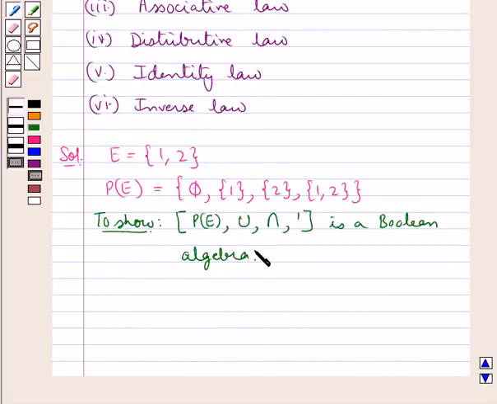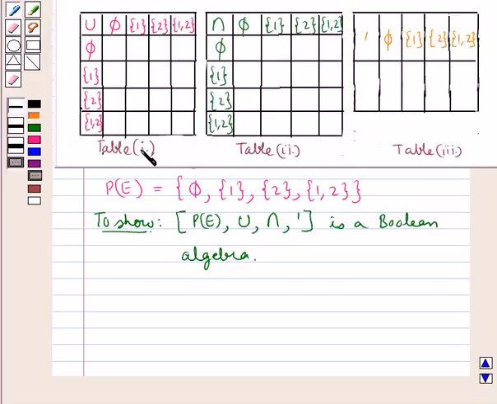So this means we will consider the operations of union, intersection and complement. First we will make the tables corresponding to the operations of union, intersection and complement. This first table shows the operation of union. These are the elements of the power set of E. Now, phi union phi would be phi. Singleton 1 union phi would be singleton 1. Singleton 2 union phi would be singleton 2. Set with elements 1 and 2 union phi would be set with elements 1 and 2. In the same way we will fill the rest of this table. So this is the table showing the operation of union.